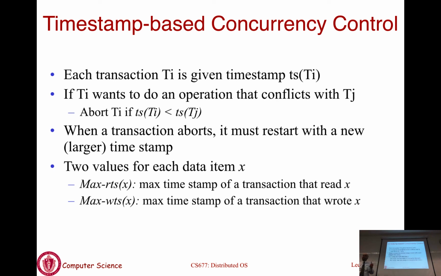And the way we are going to track whether there is a conflict, how do you know there is a conflict, is that for every value in your database, you will keep the last read time and the last update time. So this is the maximum timestamp of a transaction that read X, which simply means the most recent transaction that has read X. And this is the most recent transaction that has read or written to X. So you have a read time and a write time for each value in your database.